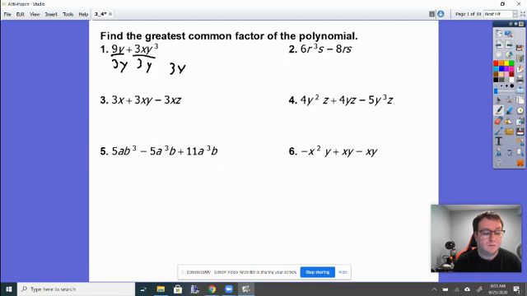So 3y. Now it only asks us to find the greatest common factor. That is, but let's go ahead and actually factor it out. So 9 divided by 3 is 3. Y divided by y is 1. 3 times 1 is just 3. Plus 3 divided by 3 is 1. But I have an x, and then still have 2 y's.